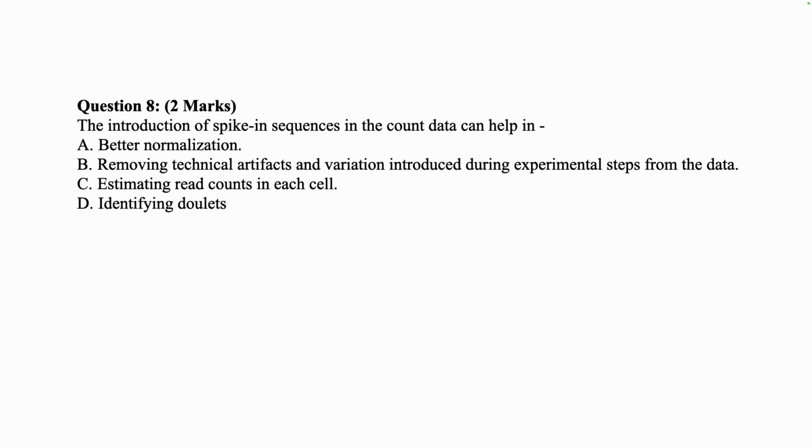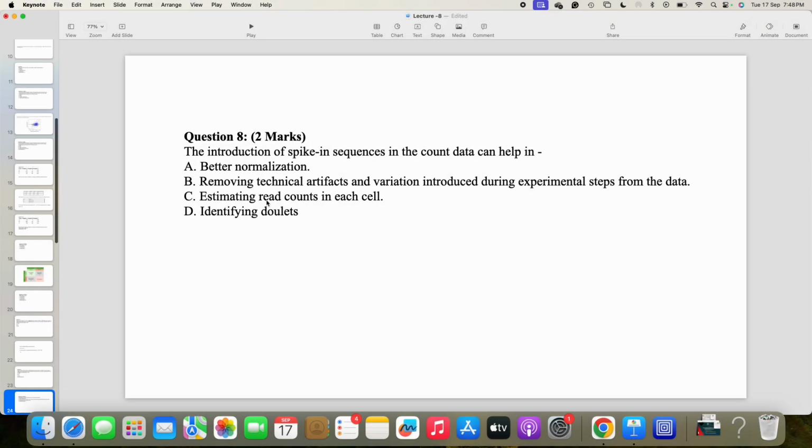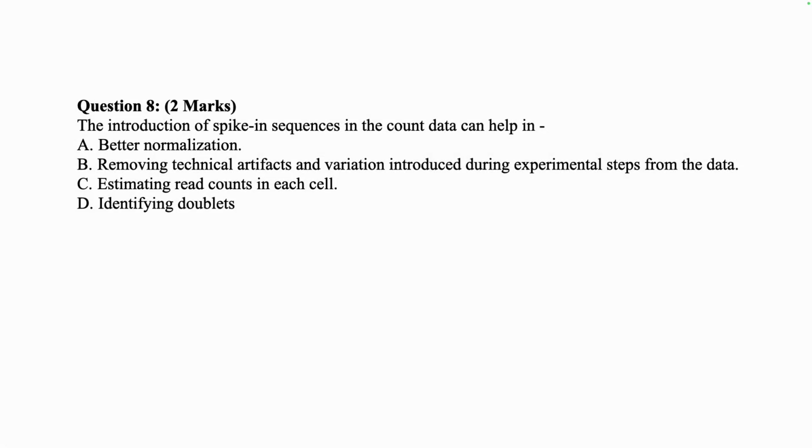Let's move to our next question, question number 8. The introduction of spike-in sequences in the count data can help in better normalization, removing technical artifacts and variation introduced during experimental setups from the data, estimating read counts in each cell, identifying doublets. Please try to answer this question.